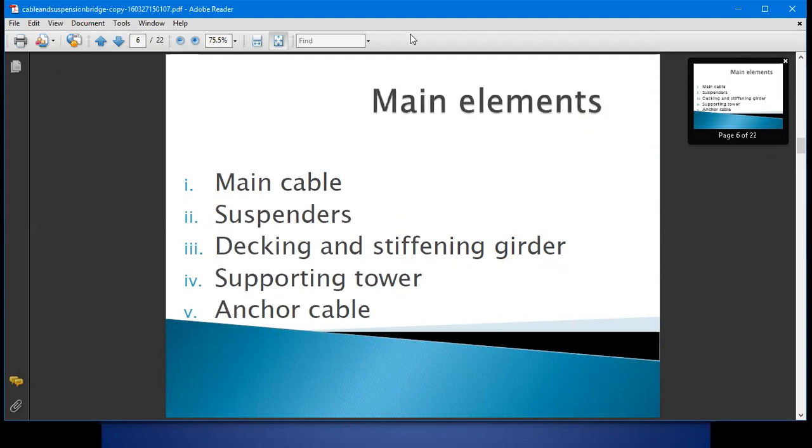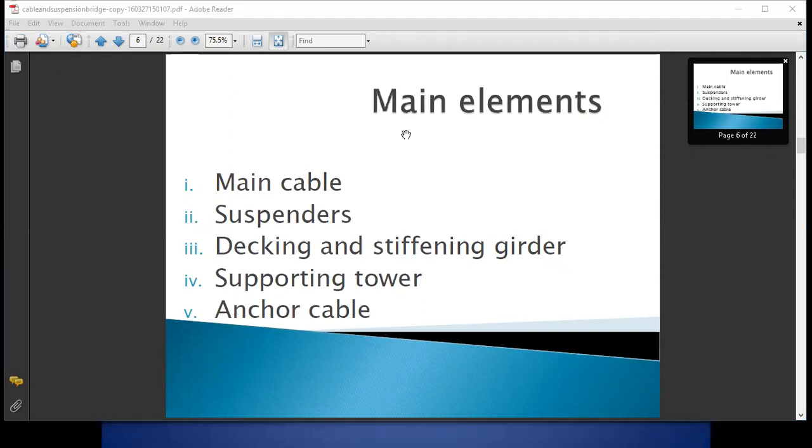Yes, sir. Okay, so please write down fast. Main elements, only write down the names. Write down the names.